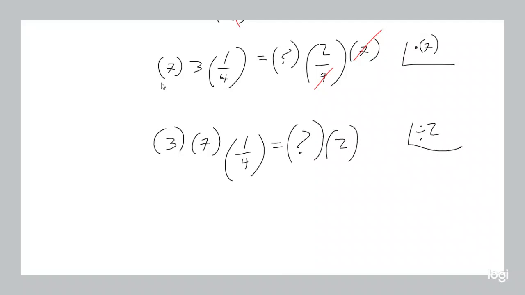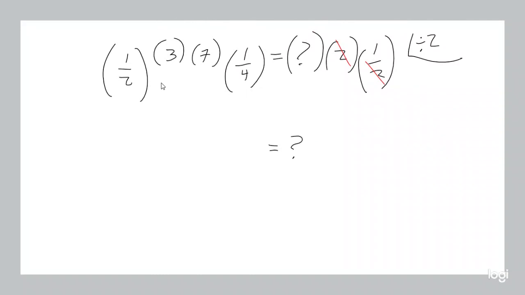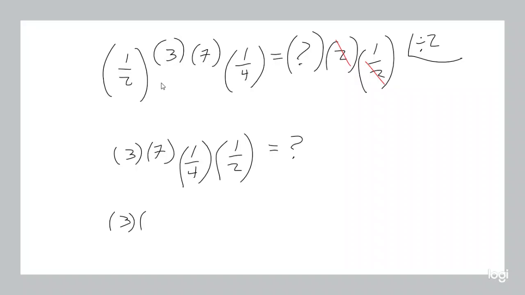And now we're going to divide both sides by 2. Divide by 2, divide by 2, and of course, our 2's cancel out. 2 divided by 2 is 1. And now we have our final answer on one side of the equation again. But what do we have here? 3 times 7 times 1 over 4 times 1 over 2, or 3 times 7 times 1 over 4 times 2.